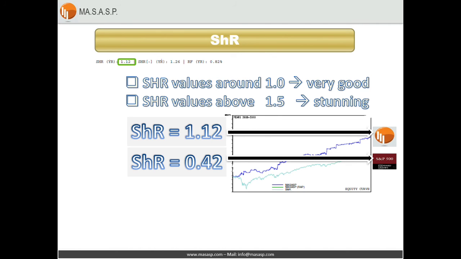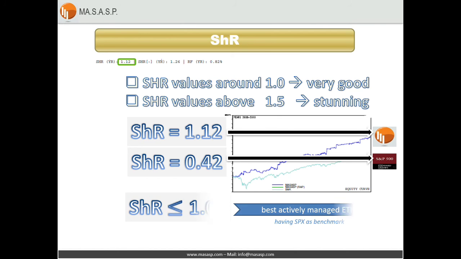Actively managed ETFs, having the US stock market as a benchmark, still have Sharpe ratios below 1. And these ratios downgrade further if management expenses are taken into account. Hence, acknowledge the fact that the MASASP combination we are looking at delivers a remarkable performance in terms of risk-return trade-off.